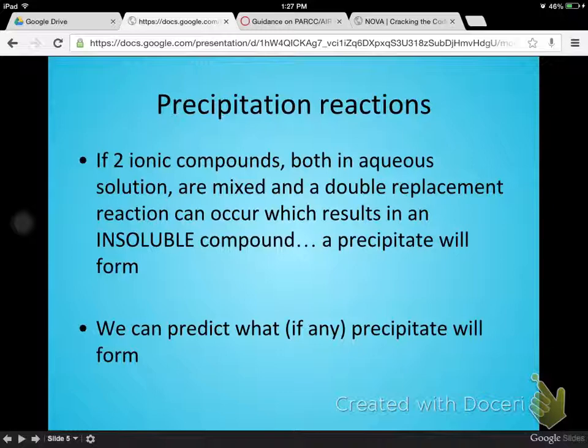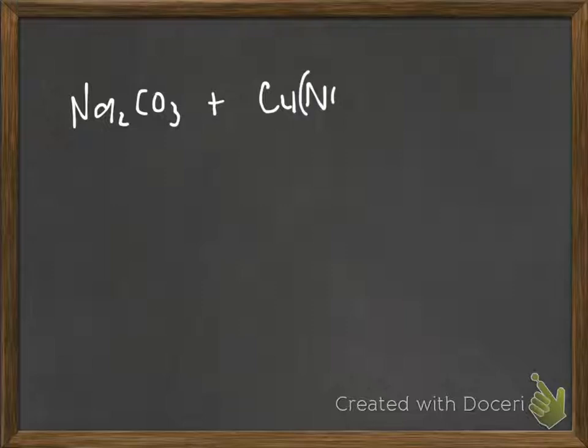If there is the potential to form an insoluble compound, that's when you get a precipitate. So what were the compounds we had there? We had sodium carbonate and what was the other one? Calcium nitrate. Copper nitrate. Sorry. Copper 2 nitrate. Well, we got a precipitate, we know that. What was it?